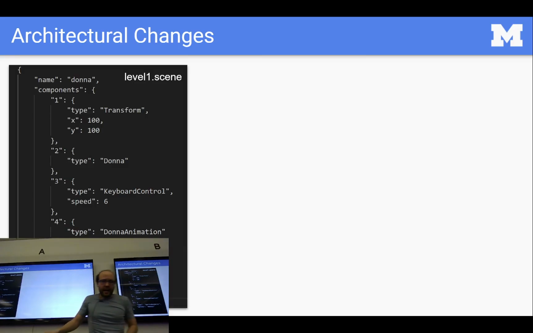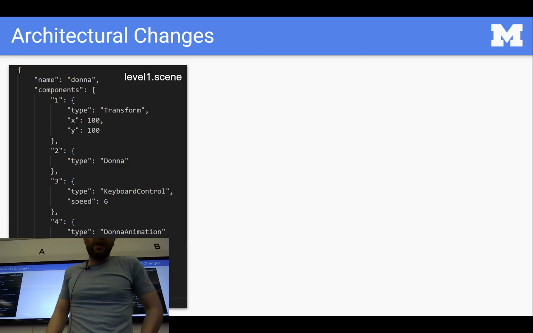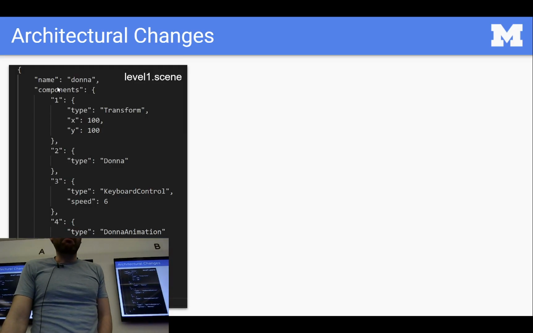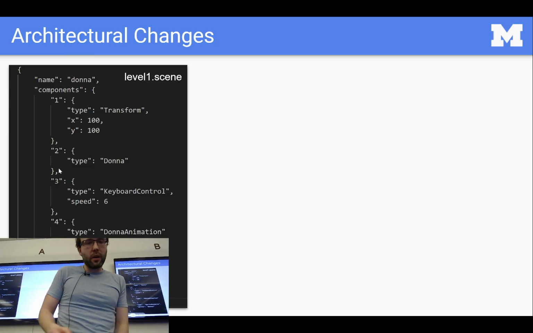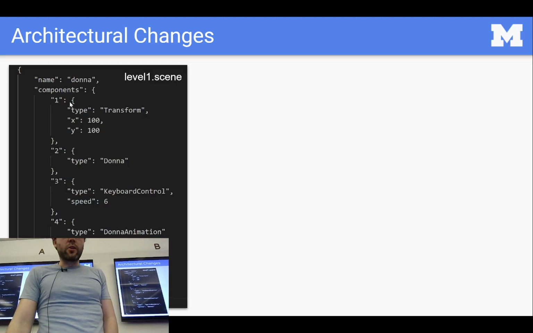Now, this actor, whose name is Donna, has an object as well as a name, and this object is called components, and it has a bunch of keys in here. 1, 2, 3, 4, 5. These could be anything. They could be names, whatever. And each of these keys corresponds to an object, and that is the key, and the object is a component. Okay? A component has a type.